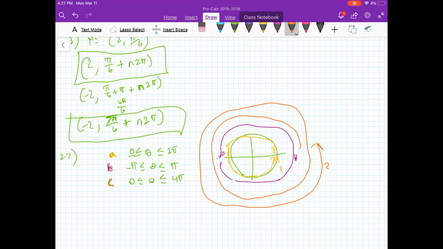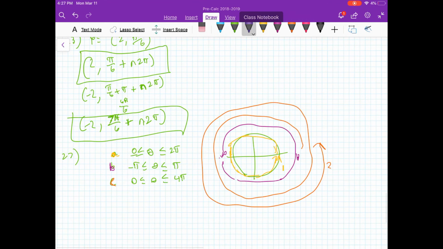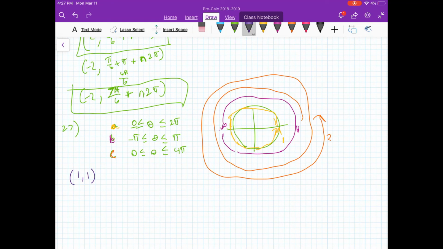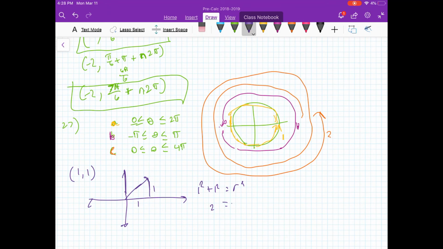Great. So let's go ahead and work this out. We have the rectangular point that they give us, which is 1, 1. If we were to graph this on some axes, this would be the point 1, 1, 1 here, 1 here. So we're going to figure out what the radius would have to be. That'd be 1 squared plus 1 squared equals the radius squared, and that'd be 2 equals the radius squared. So the square root of 2 equals the radius.